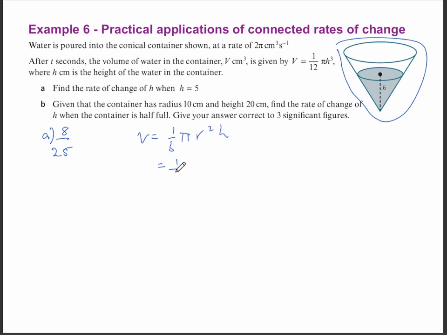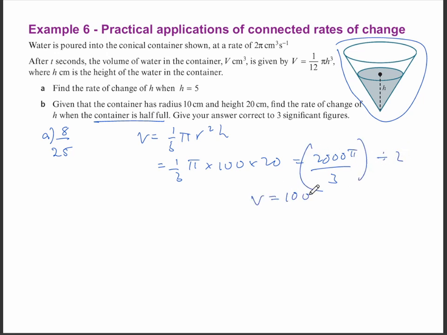If you put in our values, 1 over 3 times pi times r, the radius, which is 10, 10 squared is just going to be 100, times h, which is 20, we're going to get 2000 pi over 3. That's the volume of the entire cone. If the container is half full, that means this is just going to be divided by 2, and our volume is going to be 1000 pi over 3. Now we want to find the rate of change of h, which is dh over dt, when the container is half full, so when our volume is 1000 pi over 3.